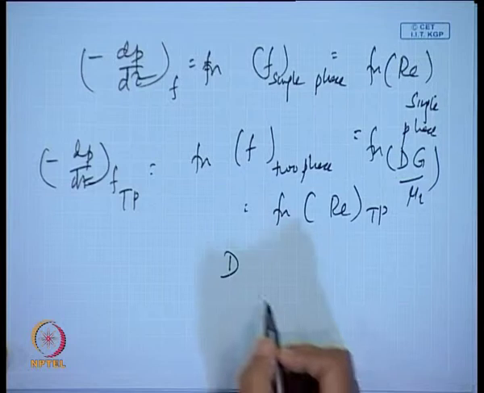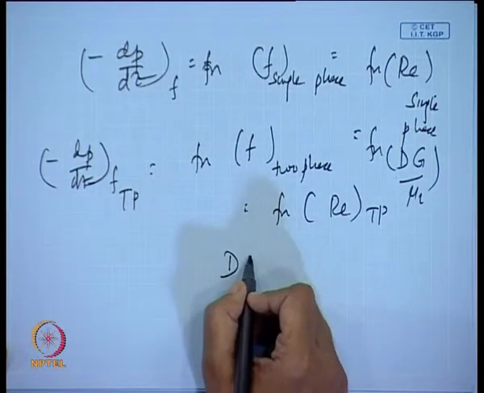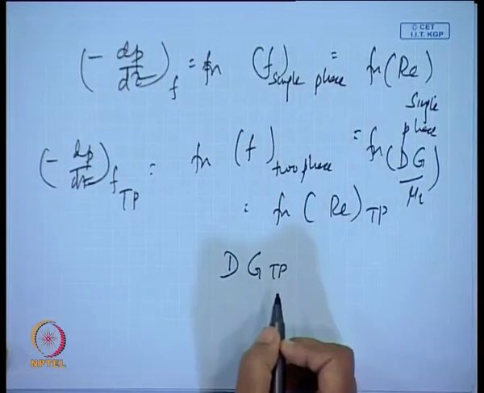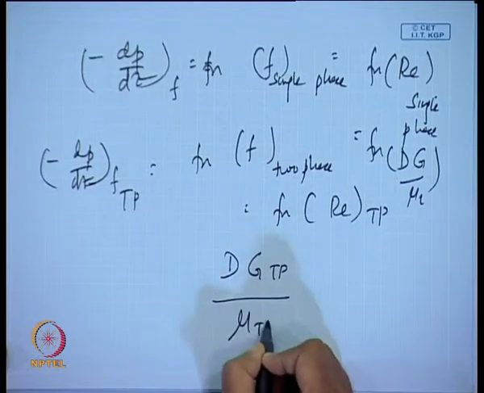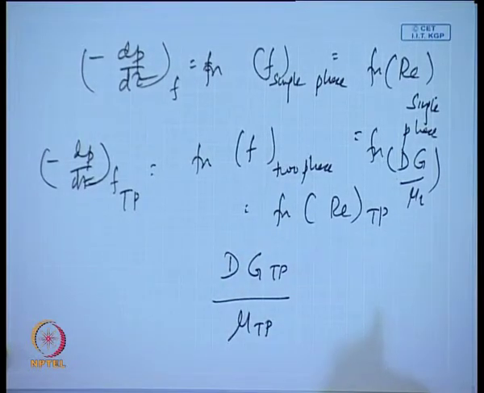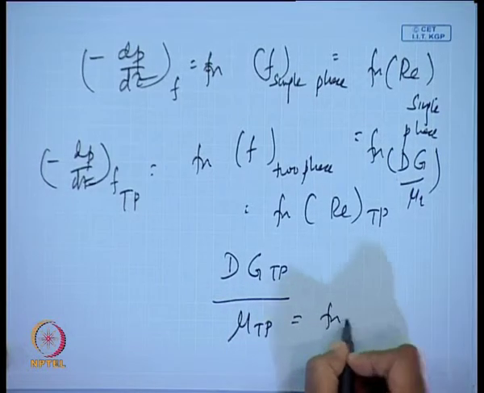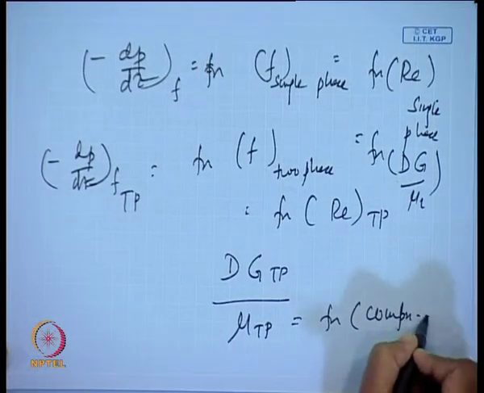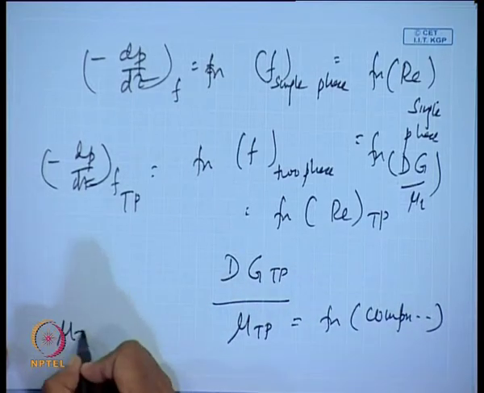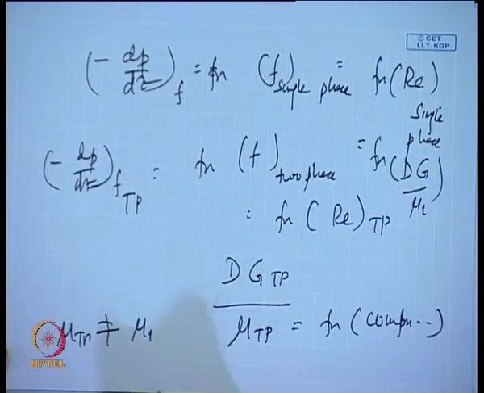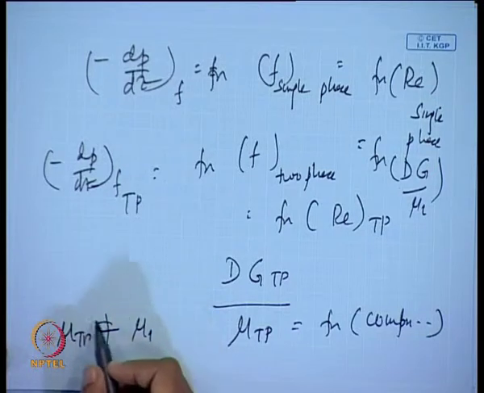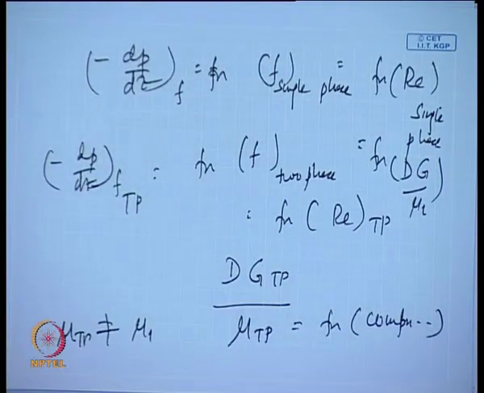In this particular case, d is fine, diameter of the pipe, G TP is also fine, the total flow rate, but this definitely has to be mu TP, isn't it? Where mu TP will be a function of composition and things like that. So definitely mu TP can never be equal to mu 1 or mu L, whatever it is. So we find that even if we assume homogeneous flow theory, your frictional pressure gradient for the two cases will not be the same. Agreed?